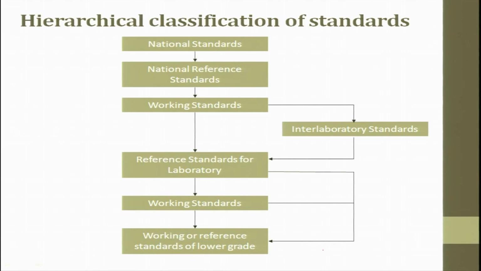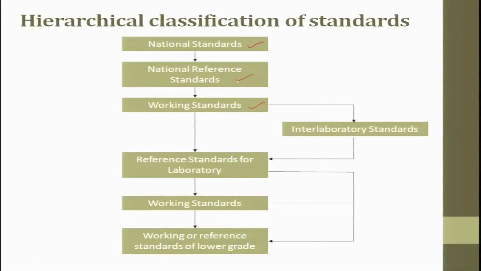Let us now move to hierarchical classifications of standards. You will have a national standard, then a national reference standard, then a working standard. If you want to say primary standard, it can be in one part of the world. Then you can have a secondary, which is common to one continent. Then the third one, tertiary, can be according to a nation. Then the fourth one can be according to your company.